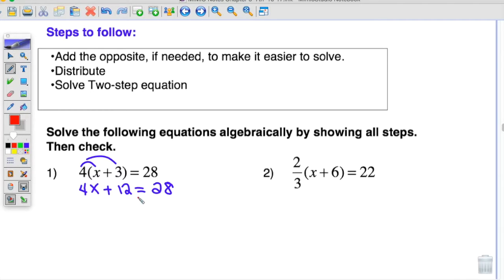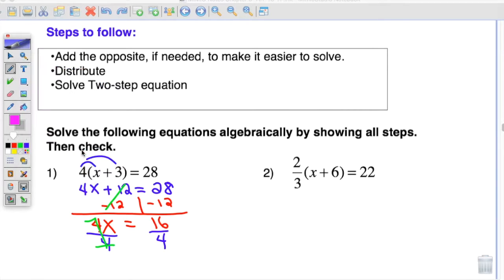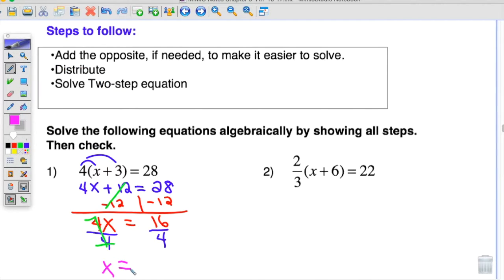So we're adding 12, so we want to subtract 12 on both sides. So we're left with 4x, 12 minus 12 cancels out, and it's equal to 16. Now we have a one-step equation. We're going to divide both sides by 4 because that's the number attached to the x. 4 divided by 4 cancels out, so you're left with x is equal to, and 16 divided by 4 is 4.